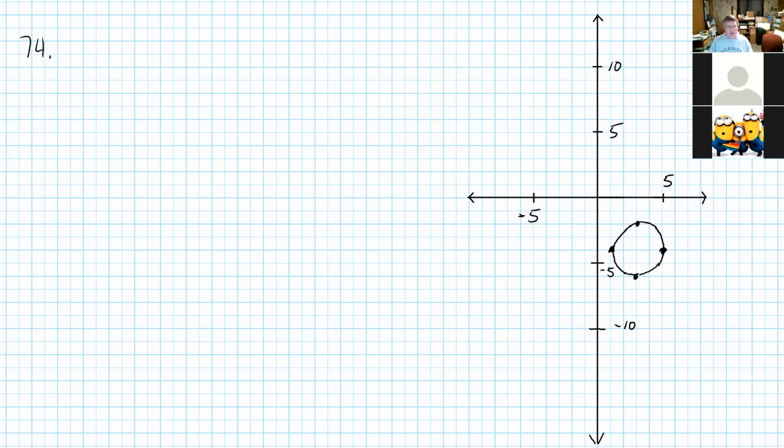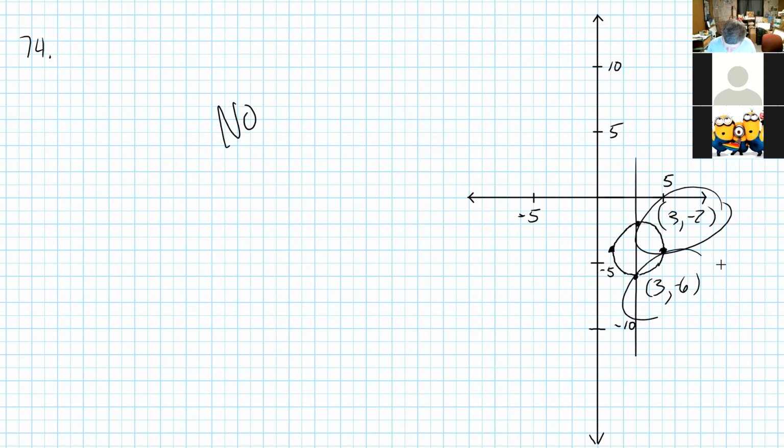Okay. How about this one? Is this a function? No. It's a poor drawing of a circle, isn't it? Thank you for that. Okay. So what about, for instance, right here. So we've got (3, -6) and (3, -2). So no, it's not a function. It fails the vertical line test. There's a couple of points that show that it fails. The same x is going to more than one y, so it's not a function.